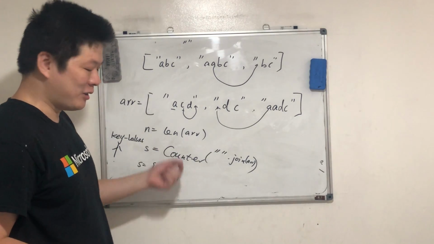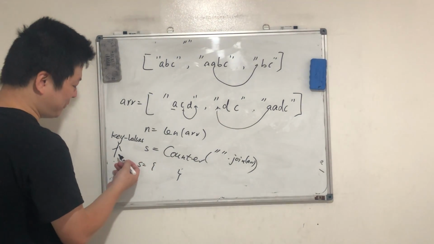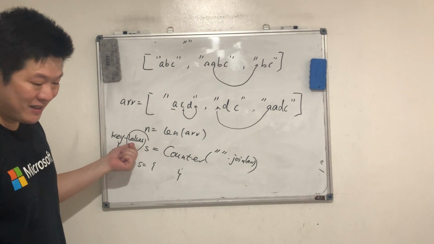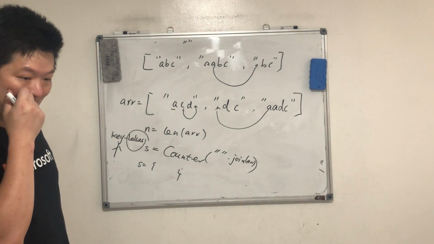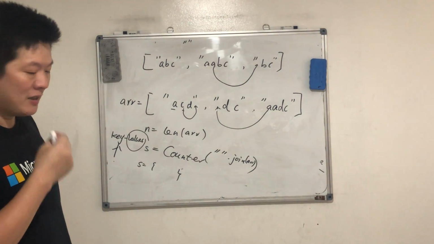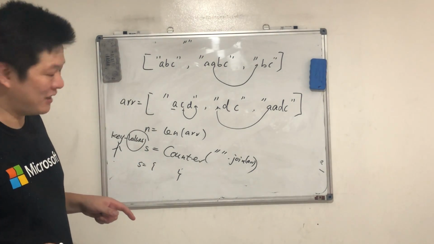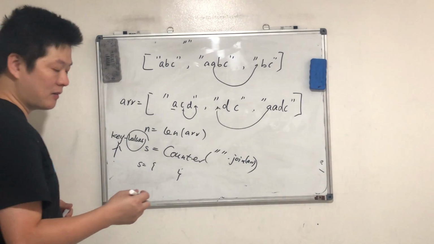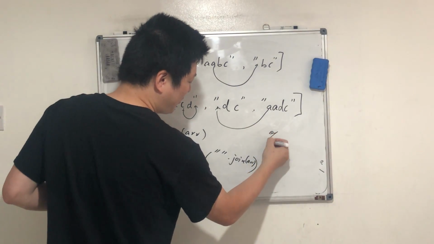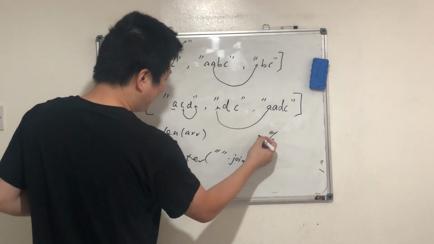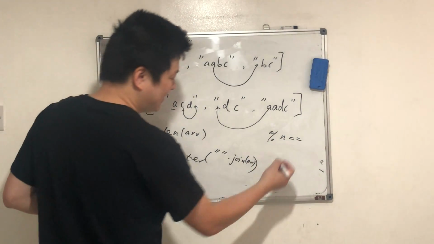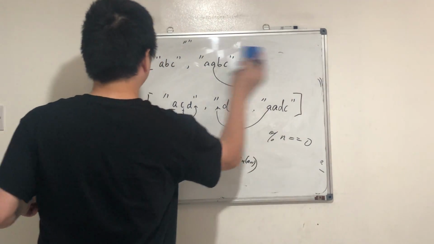And then what should we do now? We just need to go through each value to see if it can be divided by n, right? So how can we check that? Which operator? Do you remember this, modulus? So this modulus n equals what? 0. Yeah, well done. Okay, so let's try this.